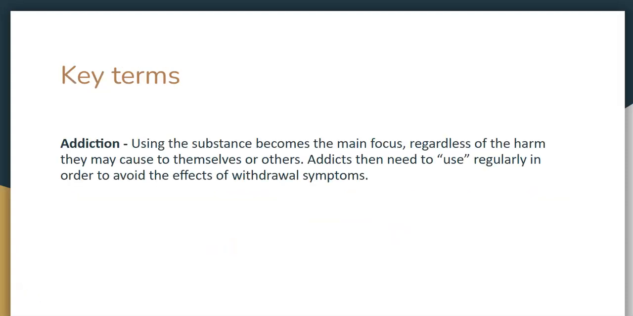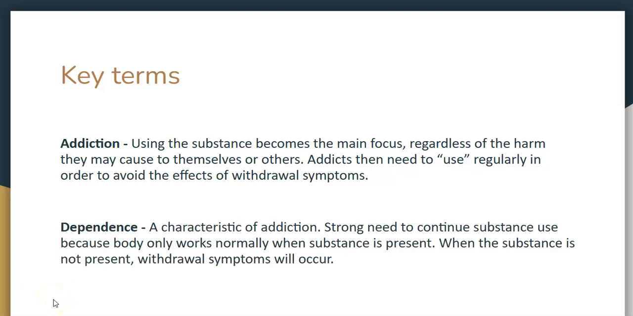When we're talking about addiction, we're talking about when people use a substance and that becomes their main focus, regardless of the harm they're going to cause to themselves or others. Addicts then need to use regularly in order to avoid withdrawal symptoms. So addiction is when that becomes the main focus in your life. Whereas dependence is a characteristic of addiction.